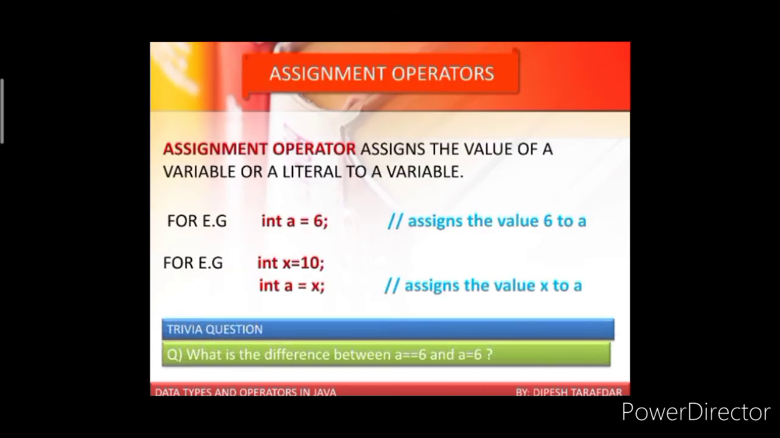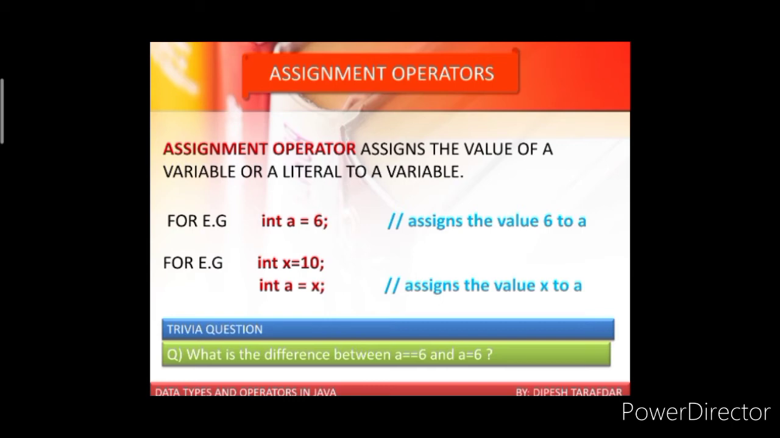Next we move into an operator which is called the assignment operator. The assignment operator assigns the value of a variable or a literal to a variable. So the assignment operator is the equal to sign. Now just in the previous slide you have seen there is an operator called equal to. So that is a relational operator. Here it is a single equal to. Single equal to is used to assign.